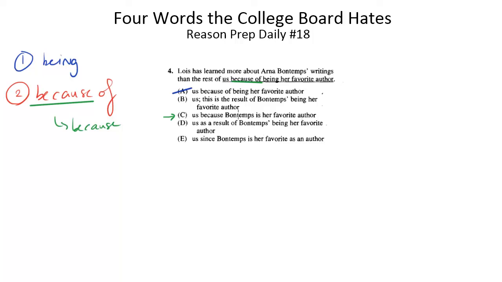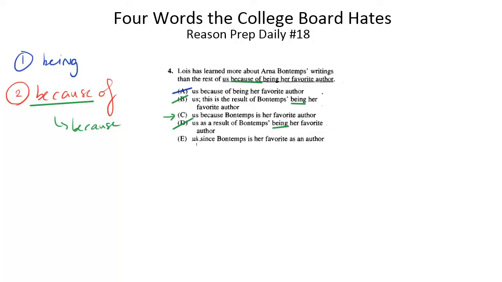That's very awkward. Certainly wordy. It also contains "being." Should have mentioned that the first time. Not a good sign, so we can get rid of B. And in fact, looking at D, "us as a result of Bontemps being her favorite author," it at least clears up some of the illogical aspects of the original, but it's still wordy, and of course it contains "being," so not good. E: "more about Arna Bontemps' writings than the rest of us, since Bontemps is her favorite as an author."